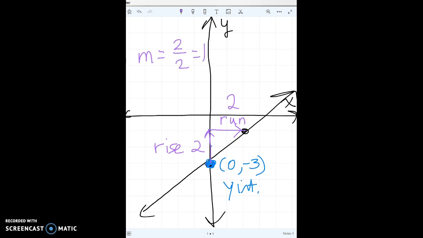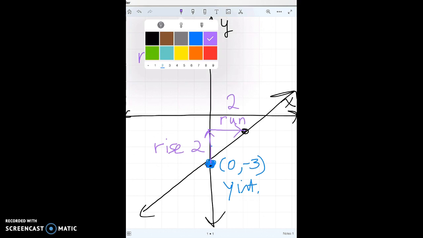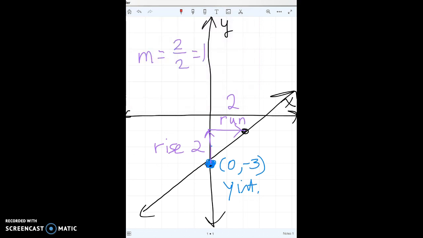So I've got a lot of information just from looking at that one picture. I've got my slope, I've got my y-intercept. I can actually write the line out now, okay? And I can write it in what's called the slope intercept form. Slope intercept. That's y equals mx plus b.